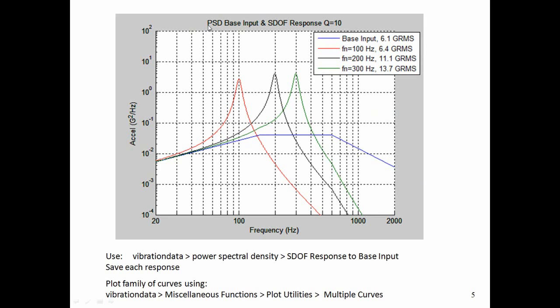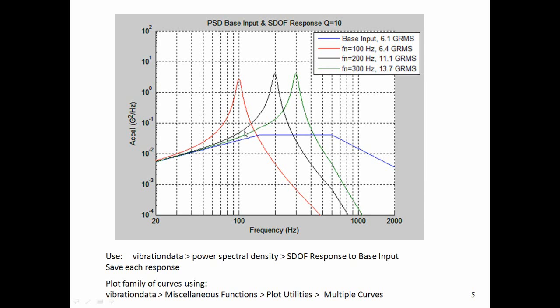And in the title here, I was a little more careful with my title than I just demonstrated. I said this is PSD, where we have a base input and single degree of freedom response with Q equal to 10. So we were saying, well, in this case, we weren't quite sure what the natural frequency is. Maybe it was 100 hertz, maybe it was 200 hertz, maybe it was 300 hertz. So we generated this family of curves.